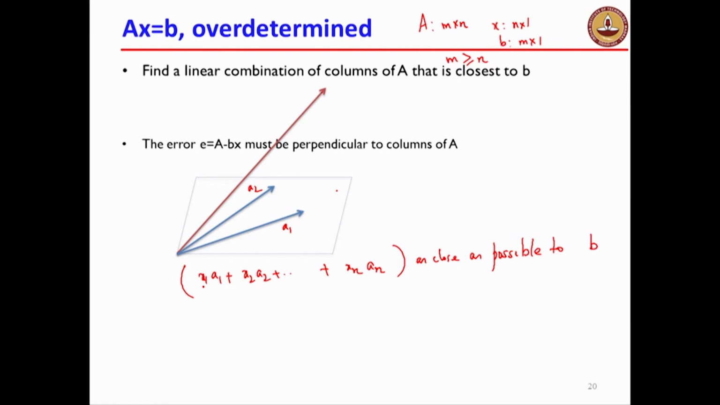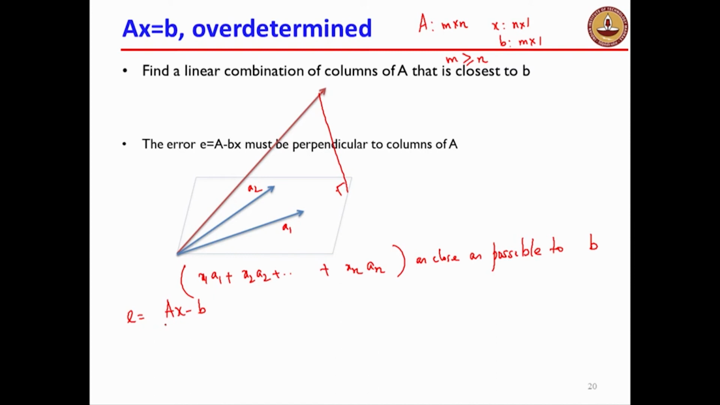Again, I use the same idea of when will this happen? When I drop this perpendicular. The shortest distance, when this point is closest, is when this is perpendicular. So again, I will define my E, or the error or the residual vector, as Ax minus B.